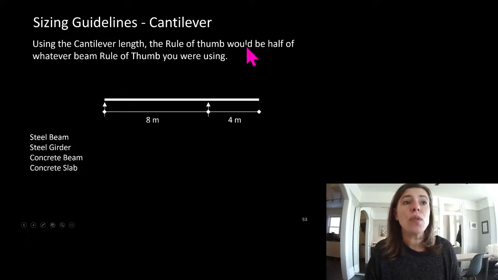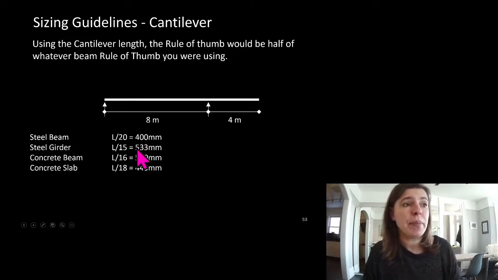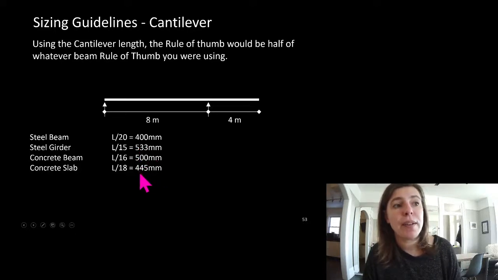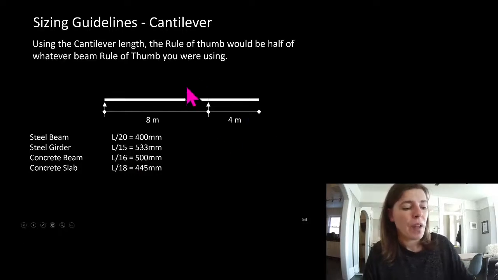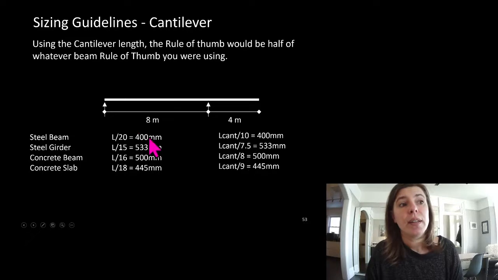Basically, you take the rule of thumb and you cut it in half, similar to what we do with our deflection criteria. So, steel beam, girder, concrete beam, slab sizing guidelines for 8 meters: 400 deep beam, a girder would be 533, a slab would be 500, and a slab would be 445. Our cantilever, we get to use half of all of those criteria. So, if the length is half of the backspan, we're going to get the same sizing guidelines.